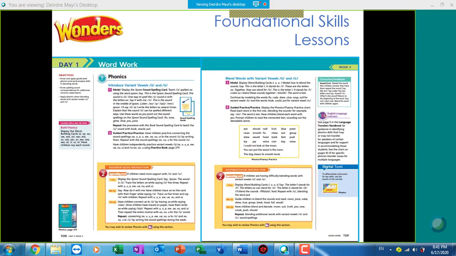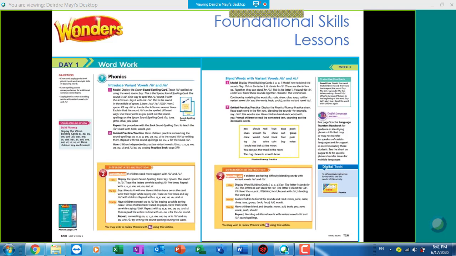Now, again, we are within phonics still. We're going to start blending words with variant vowels. If you look on the right side of the page, you will again see that we will use word building cards, and these word building cards will be how we model the blending of words with variant vowels. Part of the guided practice, and practice will occur through the phonics and fluency practice that you see inside of that yellow box.